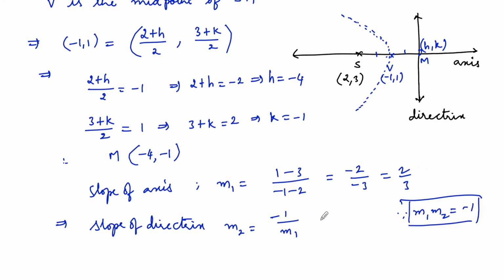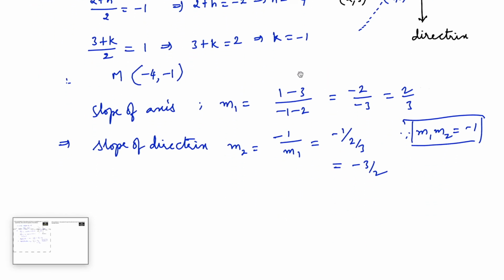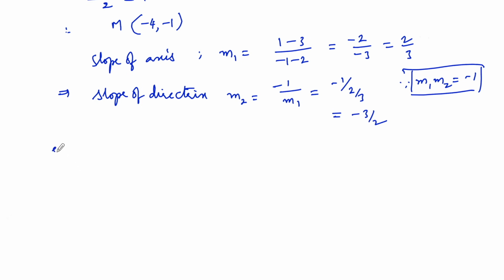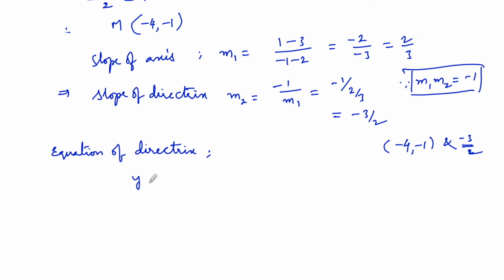So we can write m2 is equal to minus 1 by m1, that is minus 1 divided by 2 by 3, that is negative 3 by 2. So the slope of the directrix we got, and the point on the directrix also is known, that is negative 4 comma negative 1. So the equation of the directrix passing through the point negative 4 comma negative 1 and slope minus 3 upon 2 can be given by y minus y1 is equal to m into x minus x1, the point slope form.